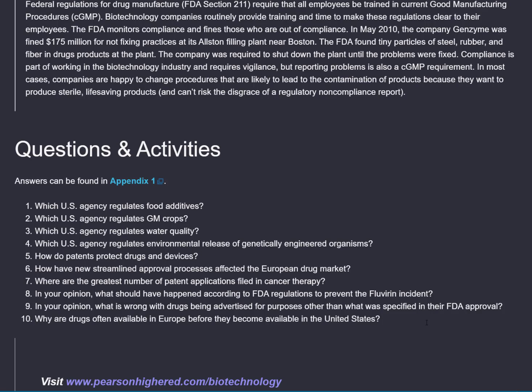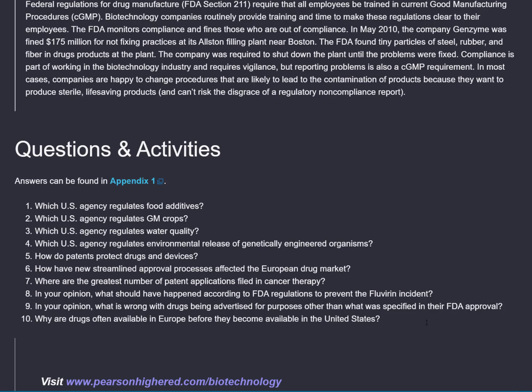In May 2010, the company Genzyme was fined $175 million for not fixing practices at its Allston filling plant near Boston. The FDA found tiny particles of steel, rubber, and fiber in drug products at the plant. The company was required to shut down the plant until the problems were fixed.